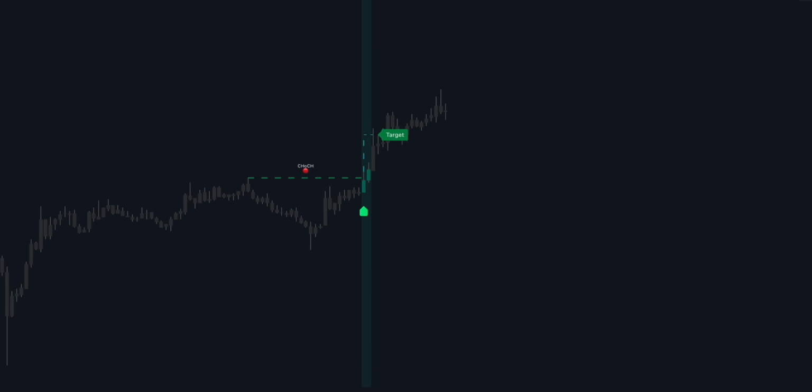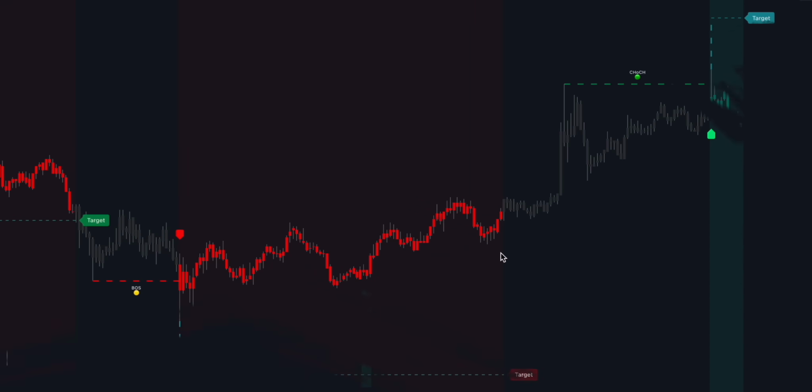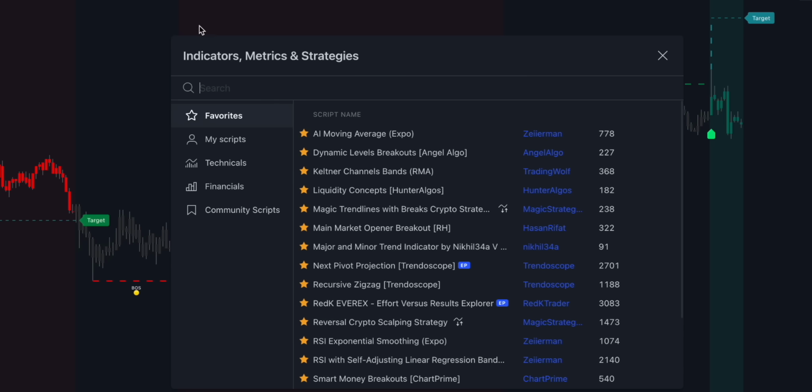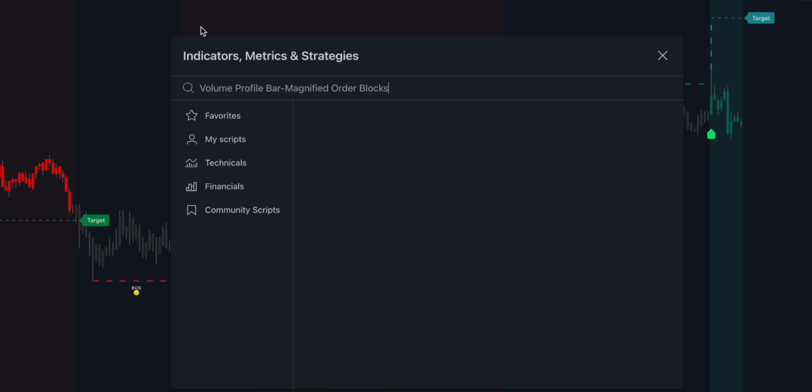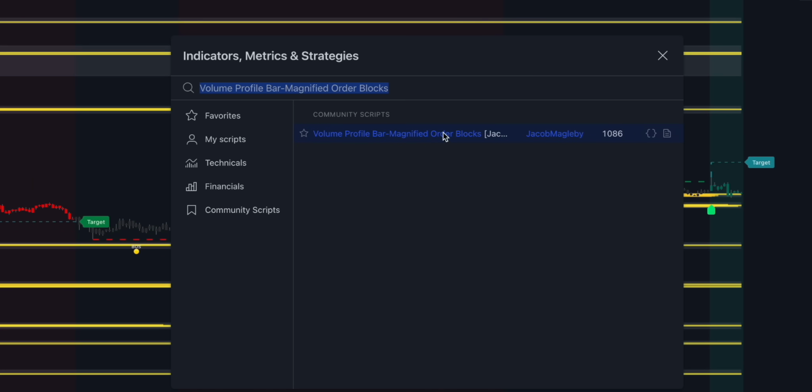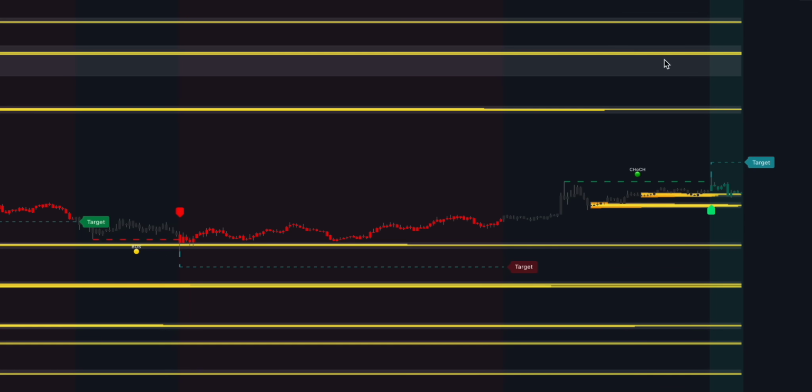All right, so now we know how this indicator works and what its features are. Let's build a profitable trading strategy with the Smart Money Breakouts tool. For that, we'll need to add one more powerful indicator to the chart. This indicator is called Volume Profile Bar Magnified Order Blocks by Jacob Maglaby. I cannot stress enough how essential this tool is.